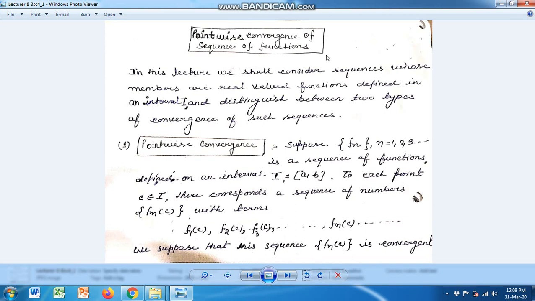Suppose f_n, n equal to 1 to infinity, is a sequence of functions defined on an interval capital I equal to the closed interval [a, b]. To each point small c belonging to capital I, that is the closed interval [a, b], there corresponds a sequence of numbers f_n(c) with terms f_1(c), f_2(c), f_3(c) up to f_n(c) and so on.